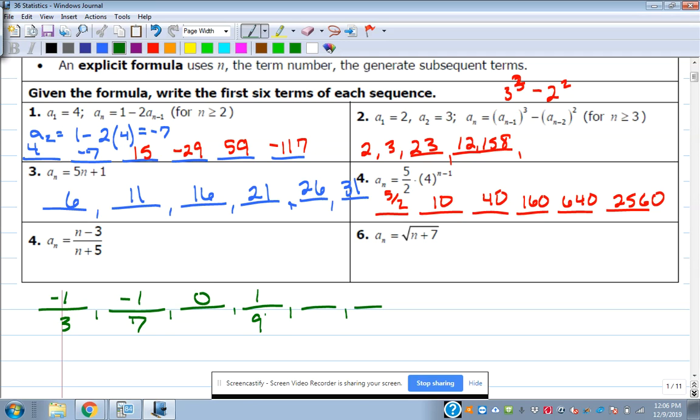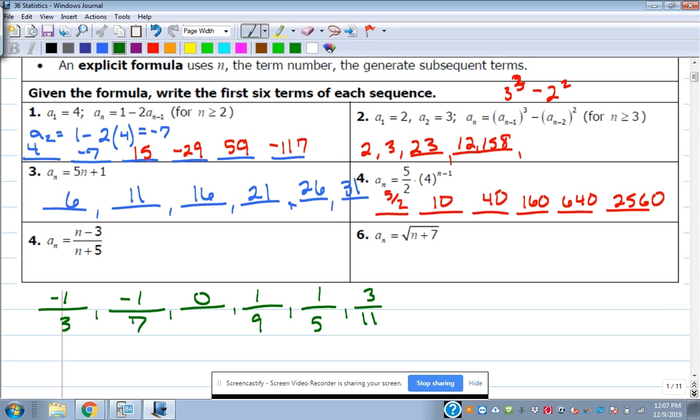Plug in a 5. 5 minus 3 is 2 over 5 plus 5 is 10. So 2 over 10 reduces to be 1/5. And then the last one, plug in a 6. 6 minus 3 for the top be 3. 6 plus 5 on the bottom is 11. So that's 3 11s.